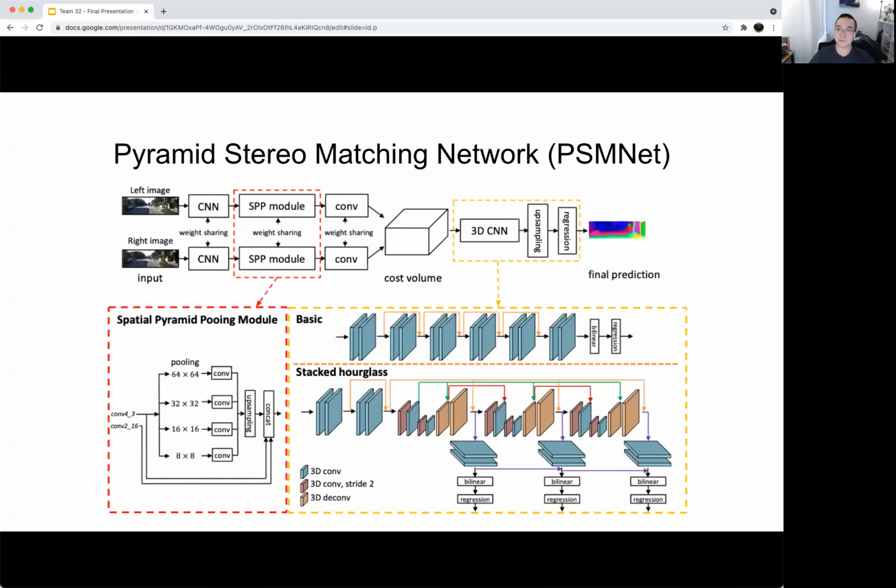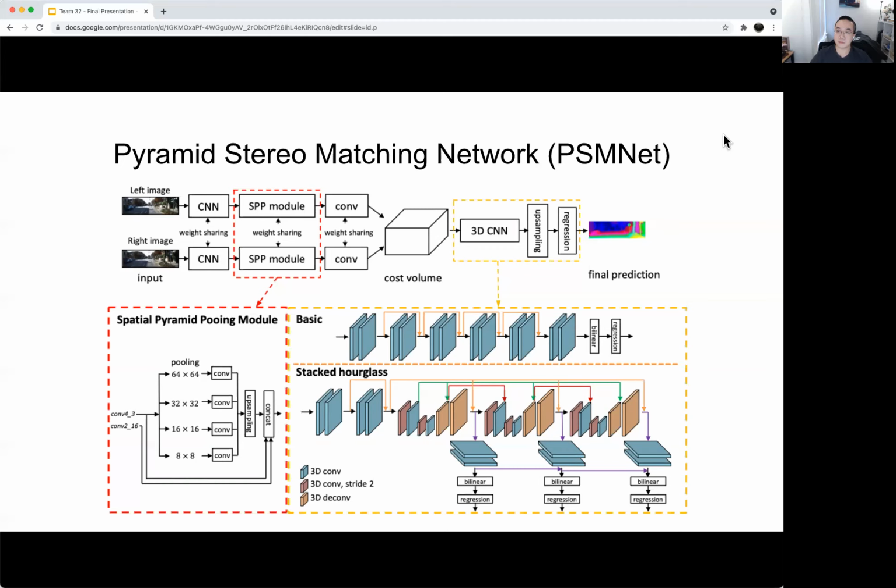The machine learning model we use to evaluate this idea is called a pyramid stereo matching network, or PSMNet in short. This net first passes the stereo images through two weight sharing pipelines, which contains CNN module, spatial pyramid pooling module, and final convolution layer.